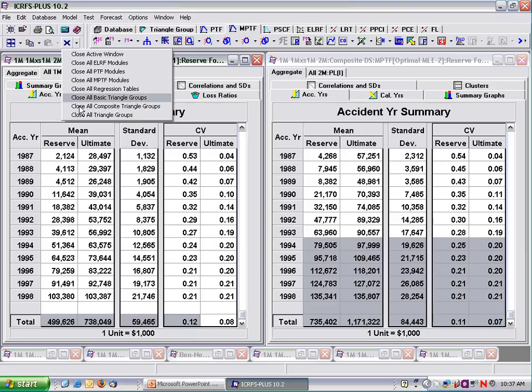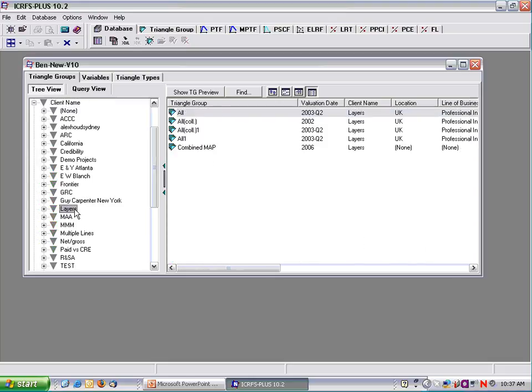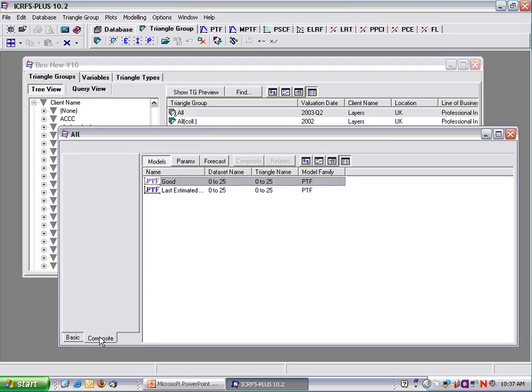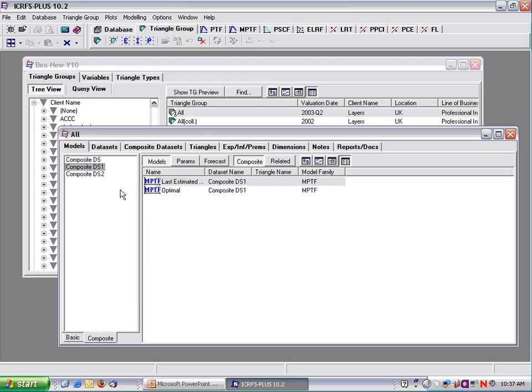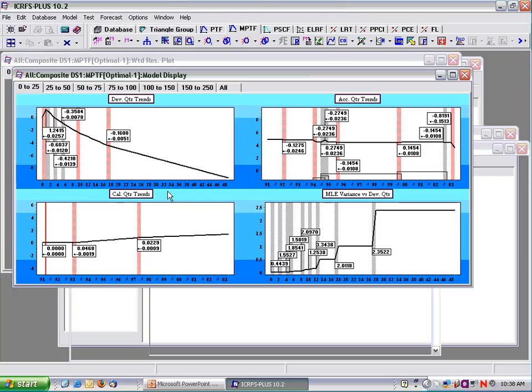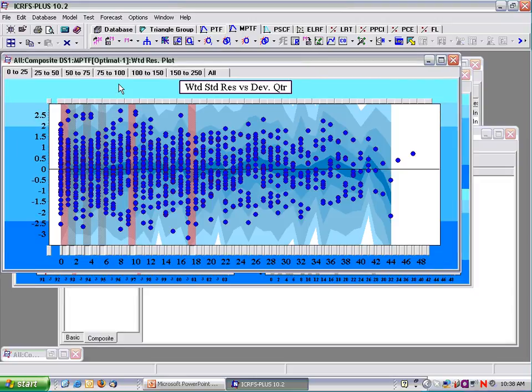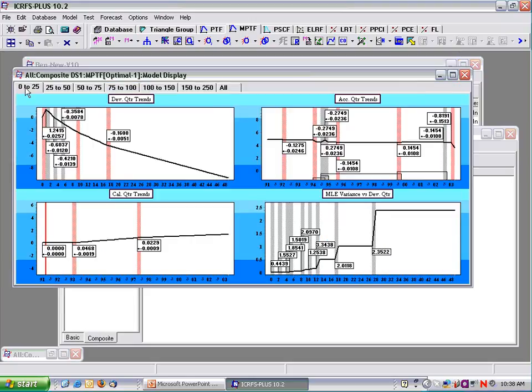Let's look at another example. Here we have an example with layers, and the client created these layers. We'll go to composite models, DS1, and run the model optimal. Let's see what the layers are. These are huge triangles. You can see they have about 49, 50 development years. We've got the layers 0 to 25,000, 25 to 50, and so on. It also represents the ground-up data.